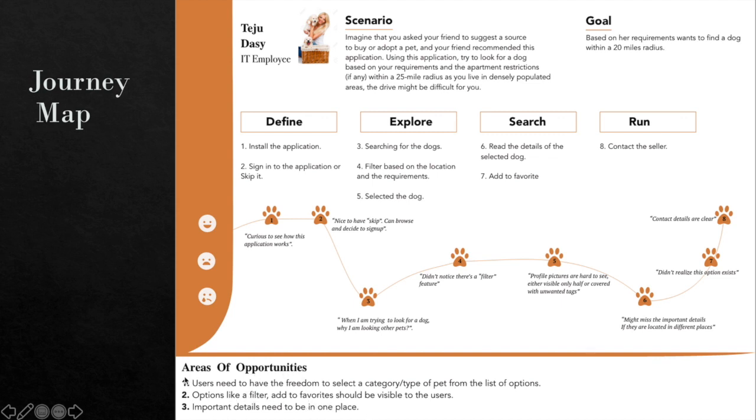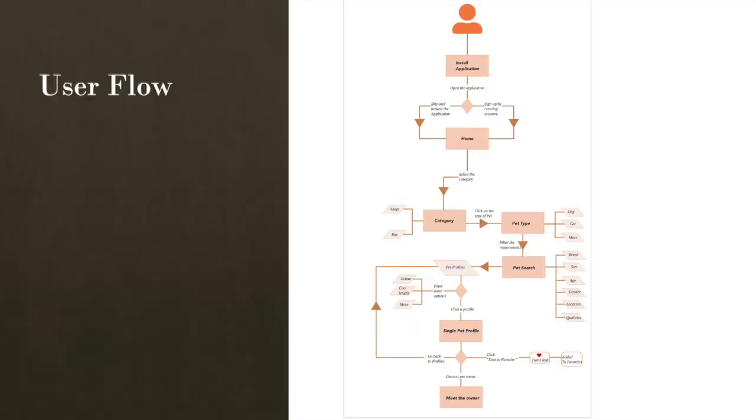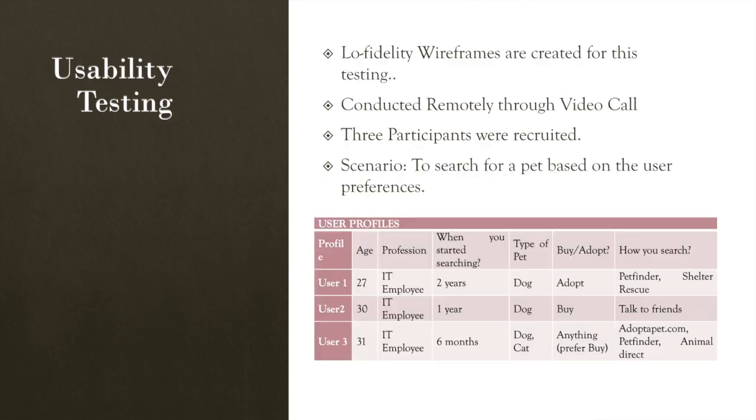So based on this flow, we can define the areas that need to be improved in the application. So these three are the areas we got from the journey map. And based on that journey map flow, I've designed a user flow which helps me to create a low fidelity wireframes, which I'm going to show you in the next slides. So this is a user flow which a user needs to have a flow to complete a task, and this shows that.